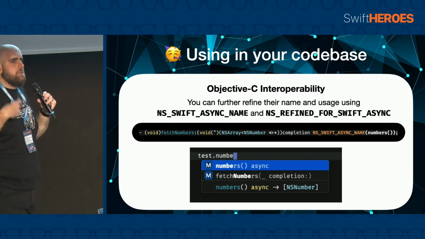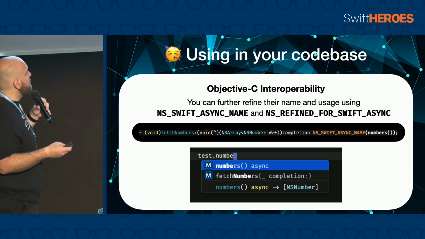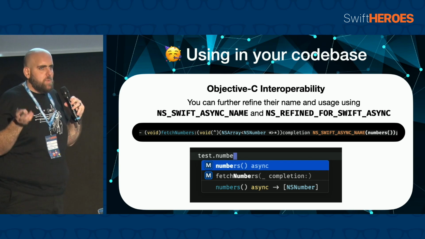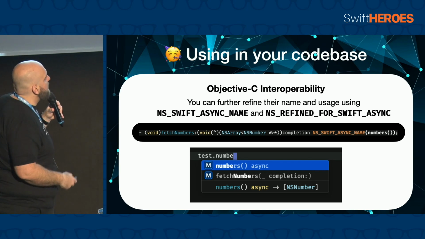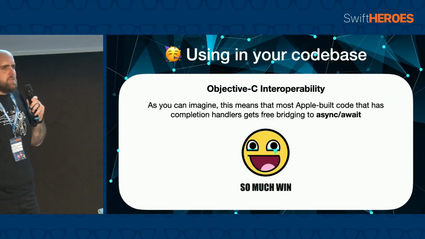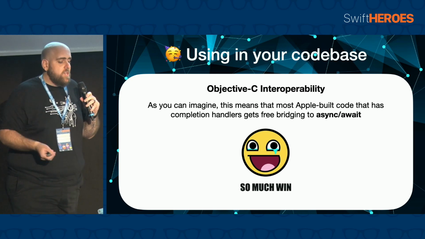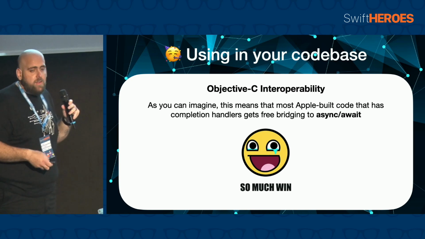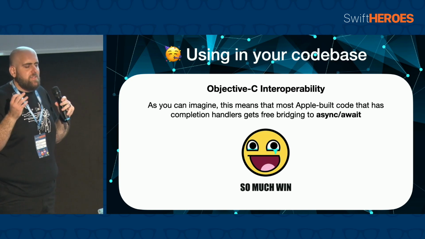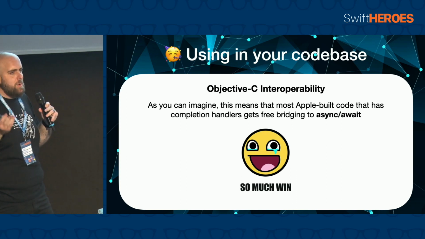The runtime just does this for you. You can even further enhance these methods by providing your own name or your own refinements to these functions. For example, here I thought that just calling it numbers makes more sense for Swift async functions, so I just use NSSwiftAsyncName to do that. The reason this is so important is that most of the code that we work on day-to-day, like UIKit and stuff, still uses Objective-C. So we get all this bridging for free. And all of these existing things, like HealthKit, which is a good example that uses a lot of Objective-C based blocks, you get async variants for free without doing any work.